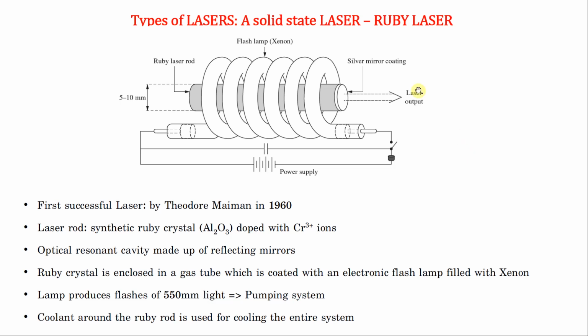Today we are going to talk about the different types of lasers. Based on the active medium within a laser, there are different types. They are usually classified either into solid state, semiconductor, or gaseous lasers. We are going to talk about a solid state laser, the ruby laser. The ruby laser is the first successful laser, developed in the year 1960 by Theodore Maiman.